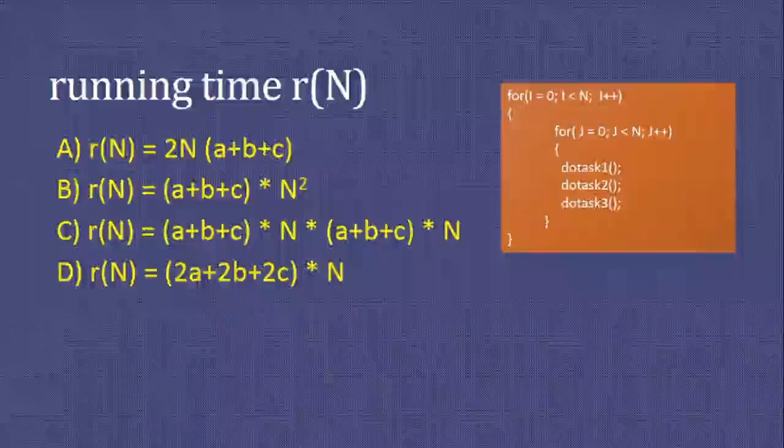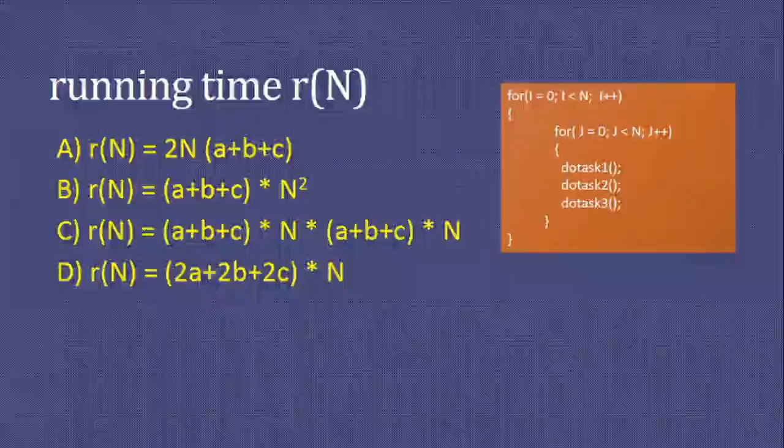In C, a, b and c are the running times to do task 1, task 2 and task 3, and we have one more time a plus b plus c being multiplied by n. So we will get a plus b plus c whole square into n square. That is also wrong. And D has 2a plus 2b plus 2c. We are not going to do these tasks one more time for every iteration of the i and j loops. So D is also wrong.